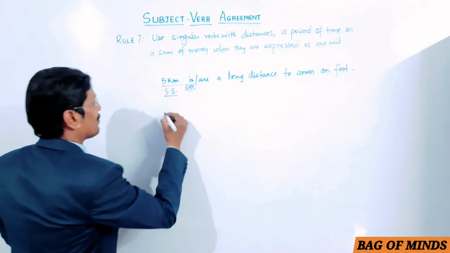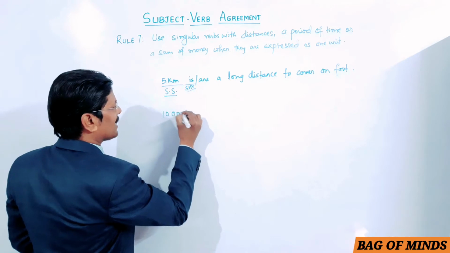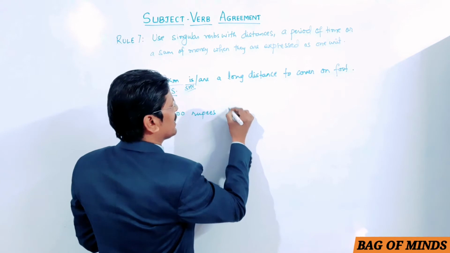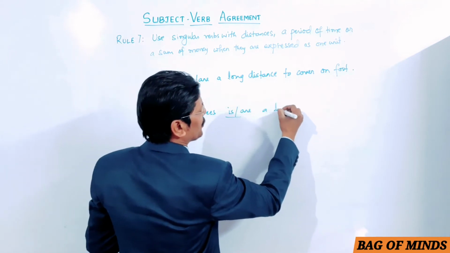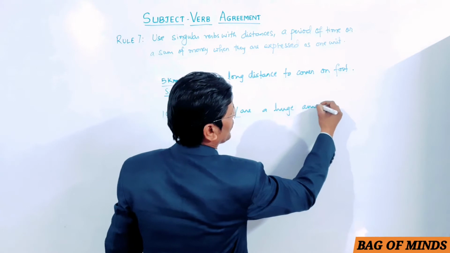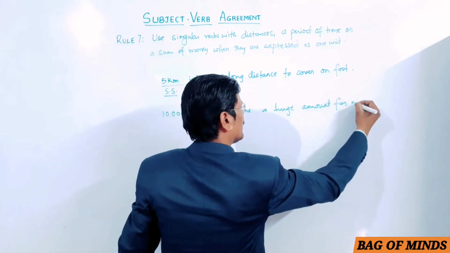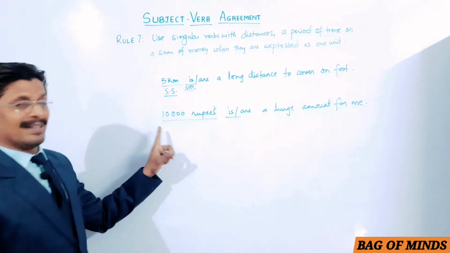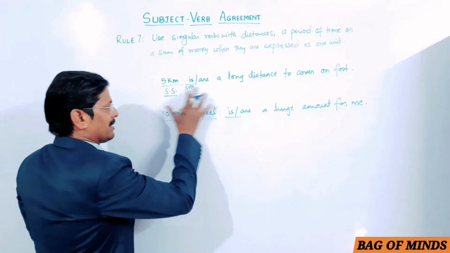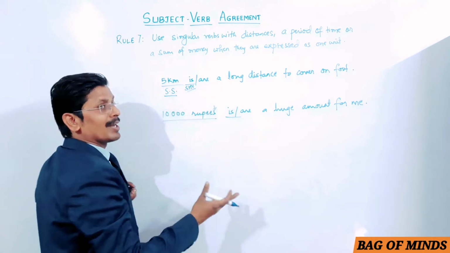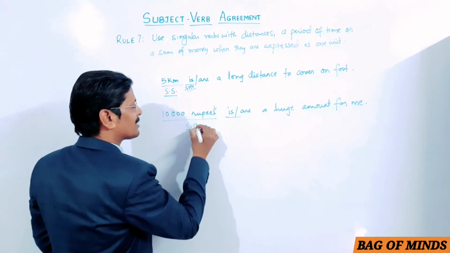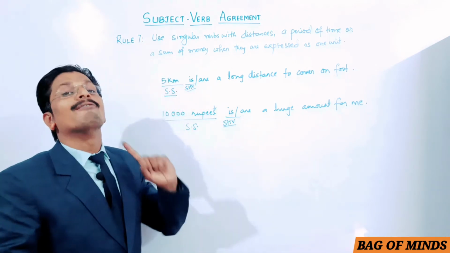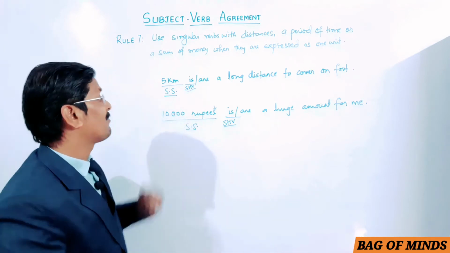Let's take another example like 10,000 rupees. Here you tell me, is or are a huge amount for me. Now look at this sentence. Again, 10,000 rupees, though it has S in the end and it is a large amount of money, here it is being expressed as a sum of money and one unit. This is why this is my singular subject, and with a singular subject I will use a singular helping verb. Please be very careful while using them.